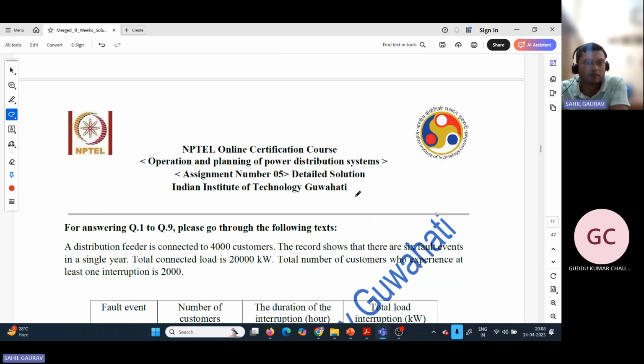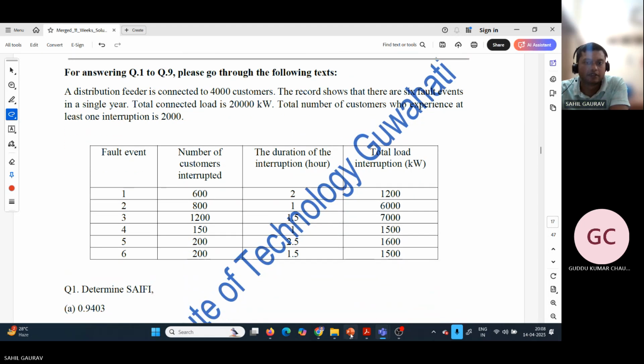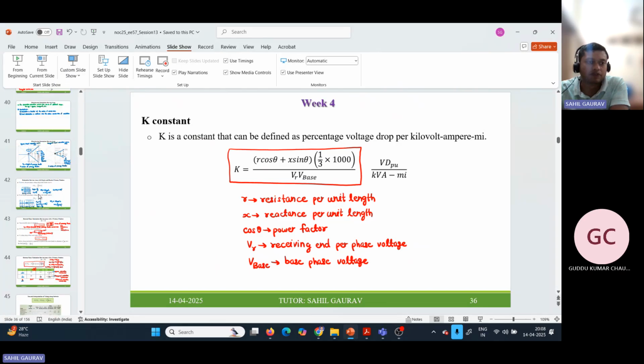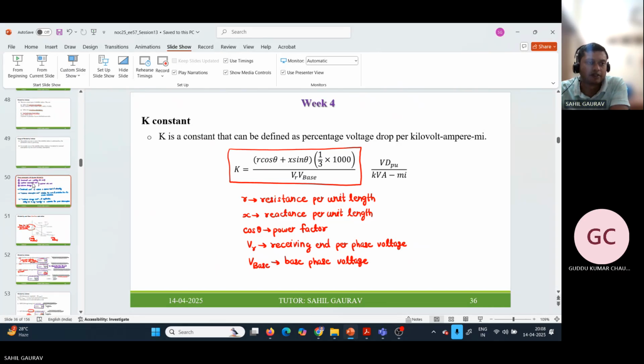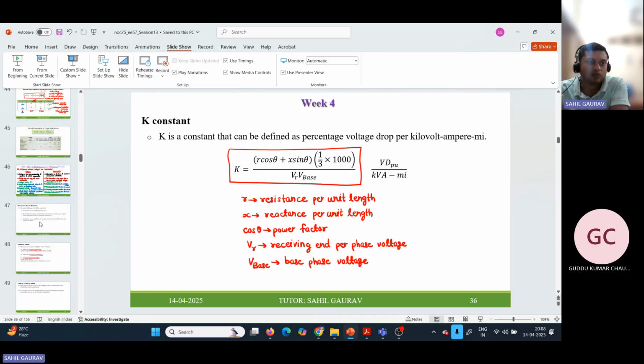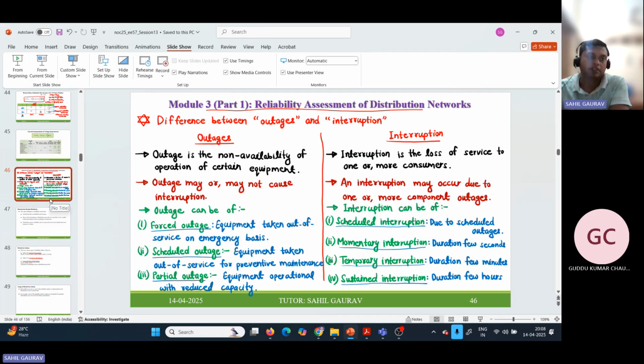So now coming to the reliability part. Let us come to week five. I think now you are in a good position, as we have covered 4 weeks. It is just a little revision before the exam.